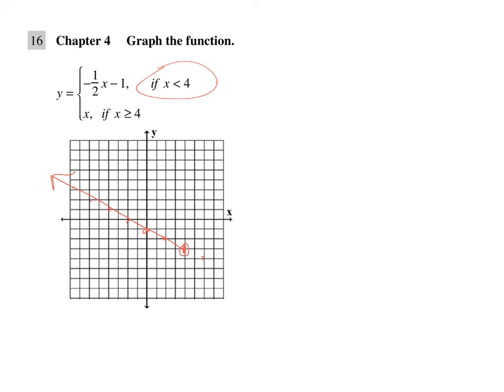For the next one, I have x. Its slope is 1 over 1. I start off at 0, and I go up 1, right 1, up 1, right 1, up 1, right 1. And I go backwards. All right, so then at x equals 4, I start that graph. It's all values of x greater than or equal to 4, so I go to the right. All right, and there's my piecewise function.